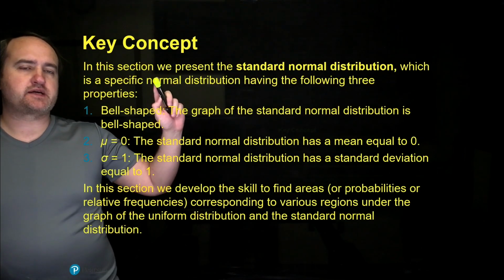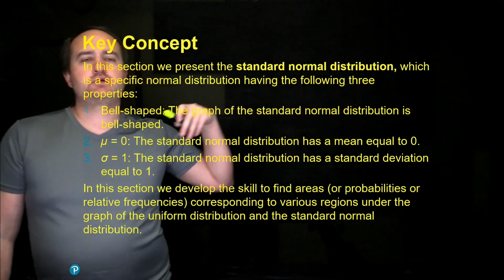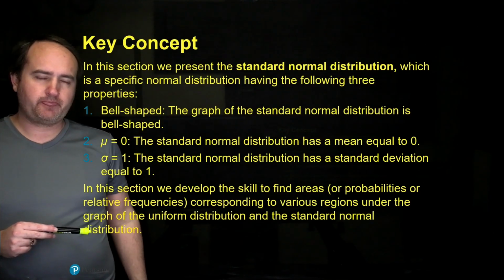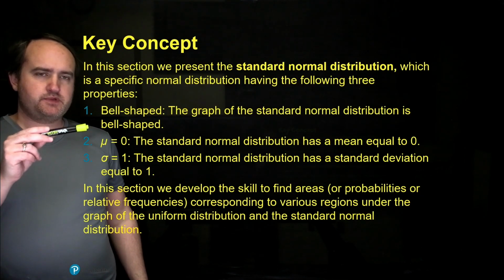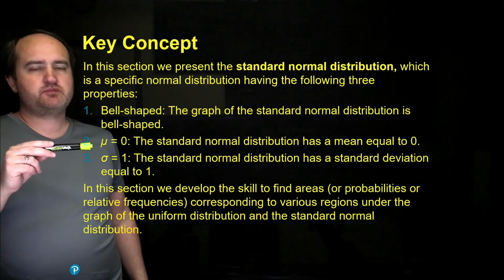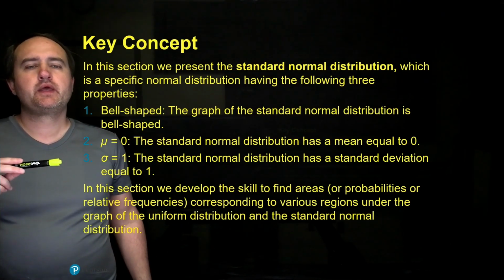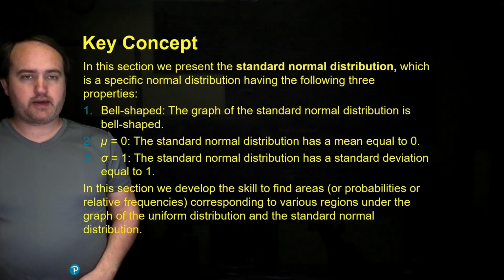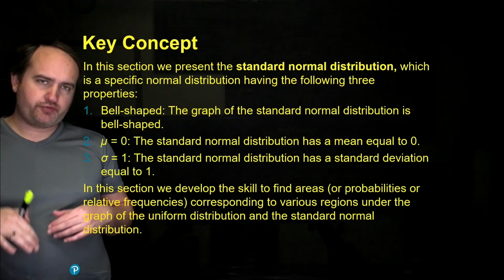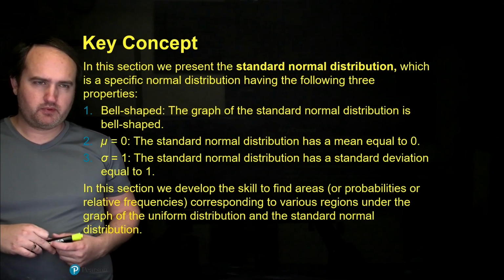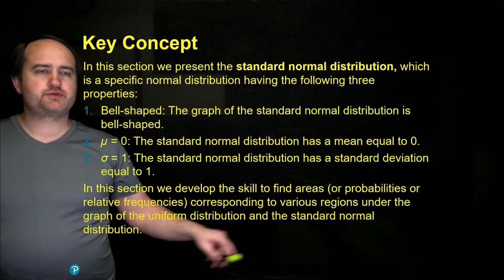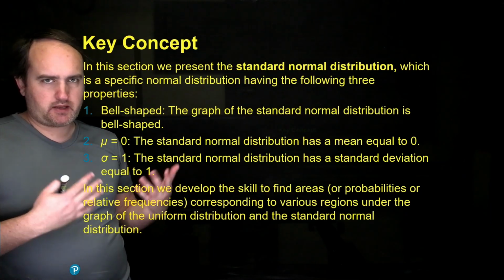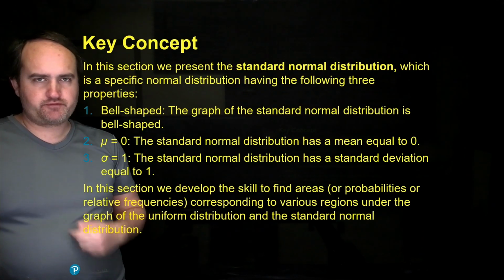Okay, so in this section we're going to learn about standard normal distribution, and with the standard normal distribution the graph has to be bell-shaped, the population mean mu has to equal 0, and the standard deviation sigma has to equal 1. But like I said, we're going to start with the uniform distribution, and then later on we'll do standard normal. I may split this up into 2 videos, but this is going to be our first video.